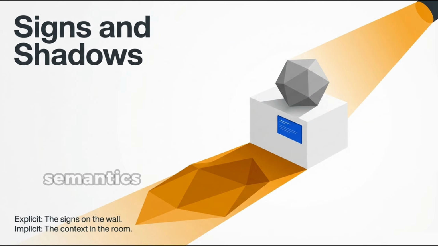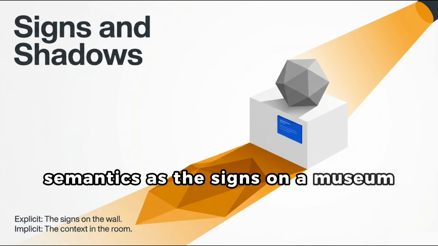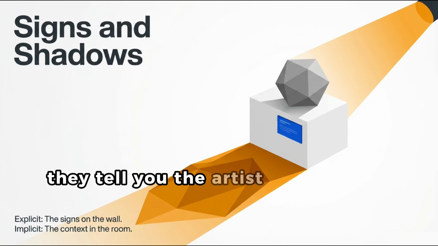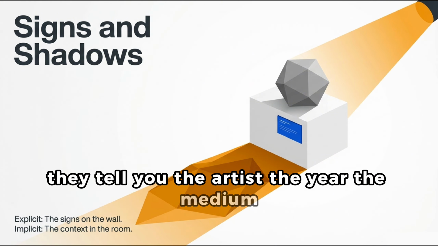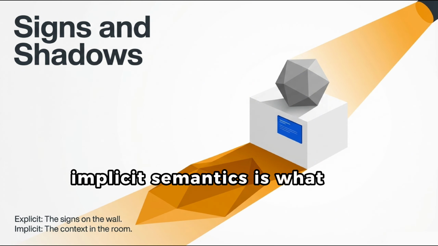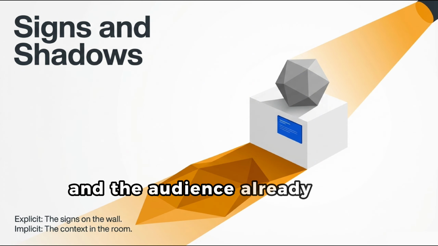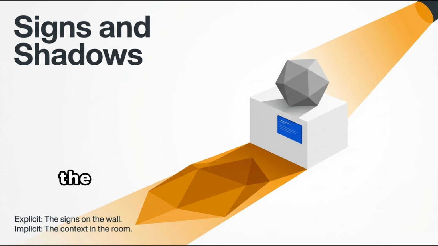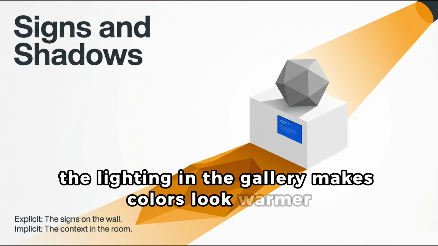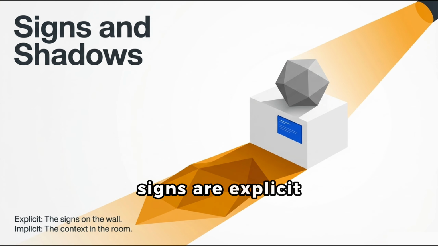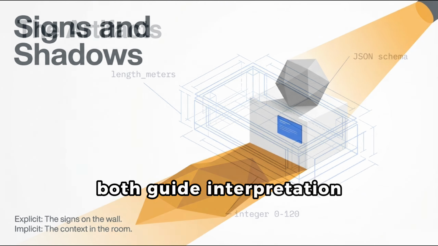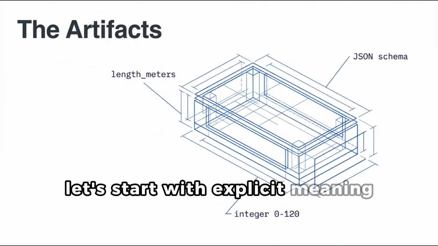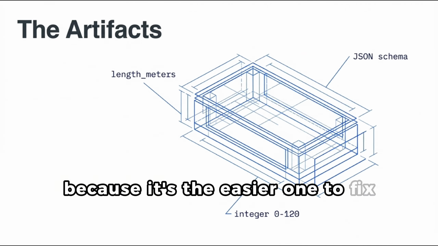Think of explicit semantics as the signs on a museum wall. They tell you the artist, the year, the medium. Implicit semantics is what the curator and the audience already know, that this painting belongs to a certain movement, or that the lighting in the gallery makes colors look warmer. Signs are explicit, context is implicit. Both guide interpretation. Let's start with explicit meaning, because it's the easier one to fix.